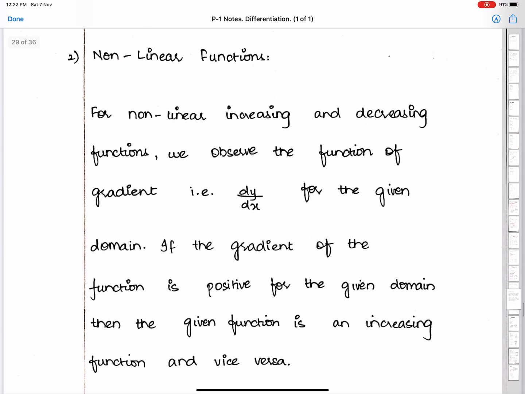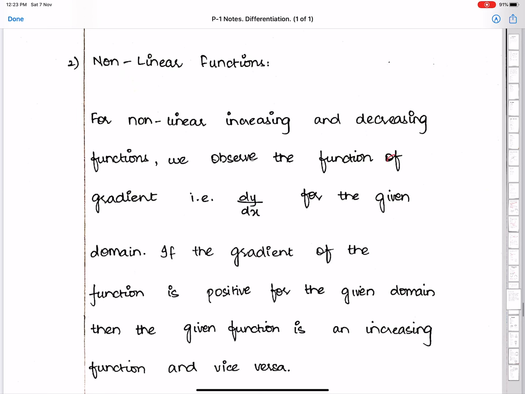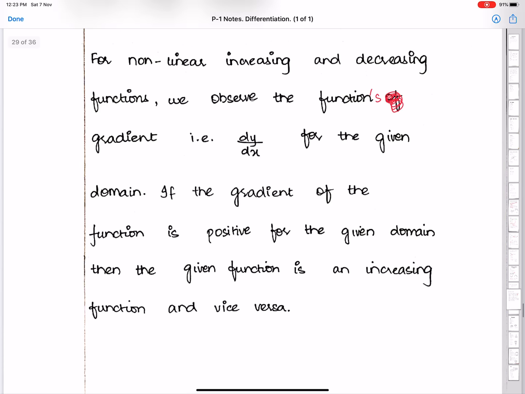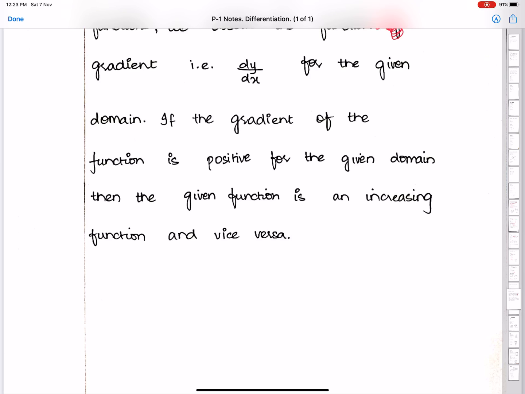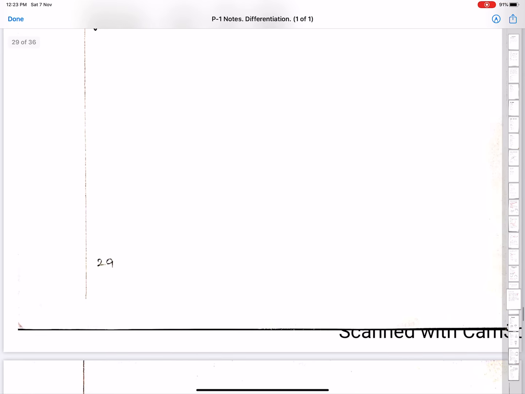Nonlinear functions. For nonlinear increasing and decreasing functions, we observe the function of the gradient, that is dy upon dx. The function's gradient, that is dy upon dx, for the given domain. If the gradient of the function is positive for the given domain, then the given function is an increasing function, and vice versa. Basically, for functions other than quadratic, we find the gradient and then we observe the gradient according to the given domain.